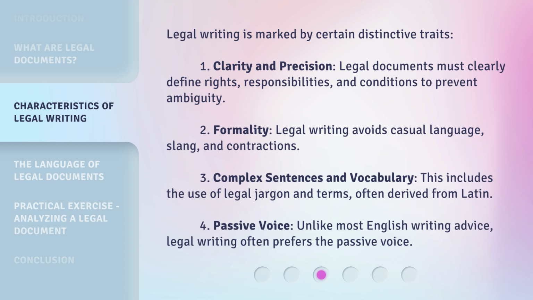Legal writing is marked by certain distinctive traits. 1. Clarity and precision. Legal documents must clearly define rights, responsibilities, and conditions to prevent ambiguity. 2. Formality. Legal writing avoids casual language, slang, and contractions. 3. Complex sentences and vocabulary. This includes the use of legal jargon and terms, often derived from Latin. 4. Passive voice. Unlike most English writing advice, legal writing often prefers the passive voice.